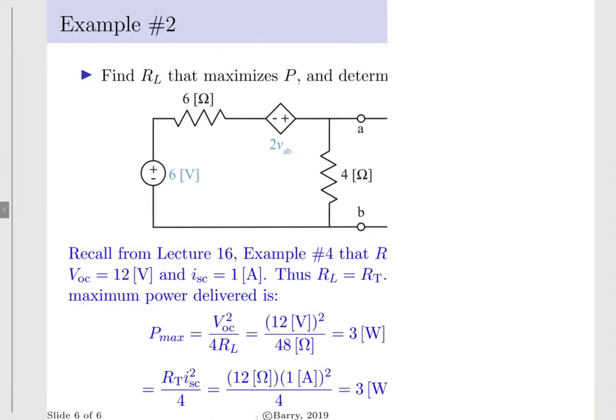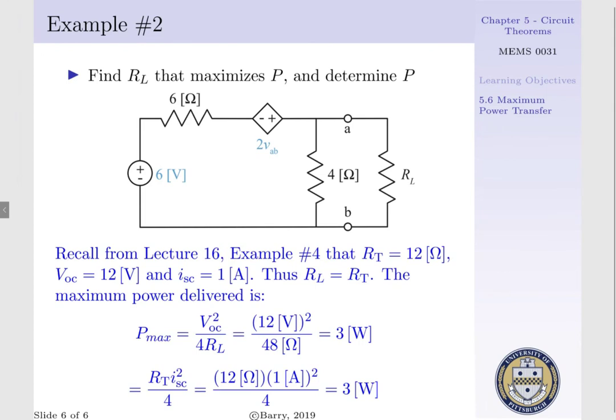Similarly, we can calculate our maximum power transferred via our short circuit current squared times our Thevenin resistance per 4, which would be 12 ohms times 1 amp squared per 4, or 3 watts.